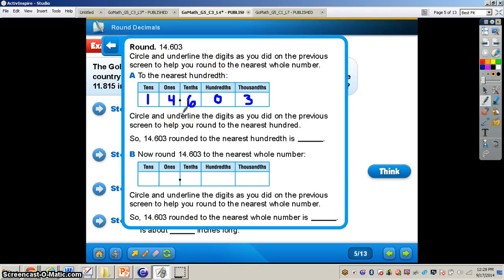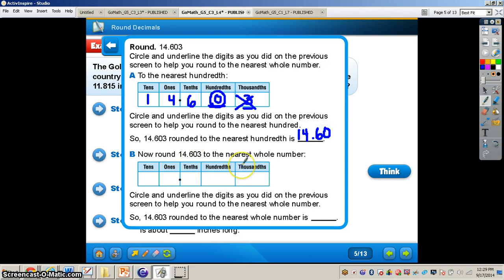Okay, so what we want to do is circle and underline the digits as you did on the previous screen to help you round to the nearest hundredth here. Okay, so circle the hundredths place, underline the thousandths because we always look to the right of the place we're going to round. Okay, so we can see that that 3 is 4 or less. So since that 3 is 4 or less, that 0 stays the same. And with a decimal, since it's the final number to the right, it can actually just get dropped. Okay, so the nearest hundredth, it is rounded to 14 and 60 hundredths.